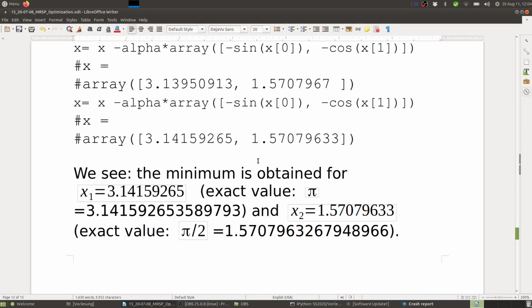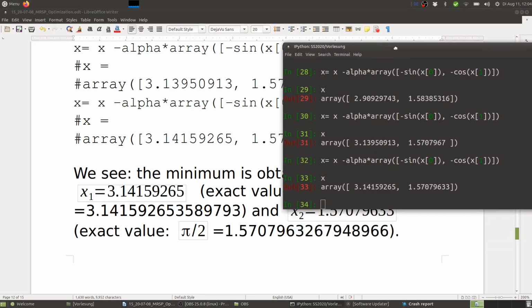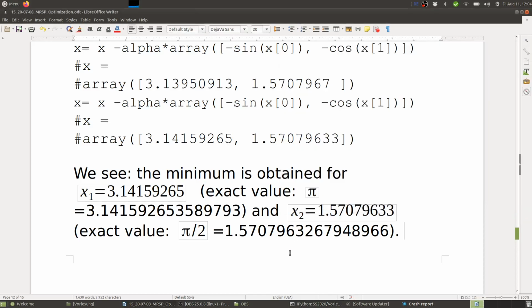Yeah, so this is what we have here. So we see the minimum is obtained for x1 equals pi. Here's the exact value, and x2 is pi over 2. Here's the exact value. And you can see it actually, again, was converging quite quickly. So you can see here 3, 3. So it actually has full accuracy in this case here. And here 3, 9, 2, 6, 5. Yeah, again, the digits that are displayed here are correct after just a few iterations. So that's quite nice.